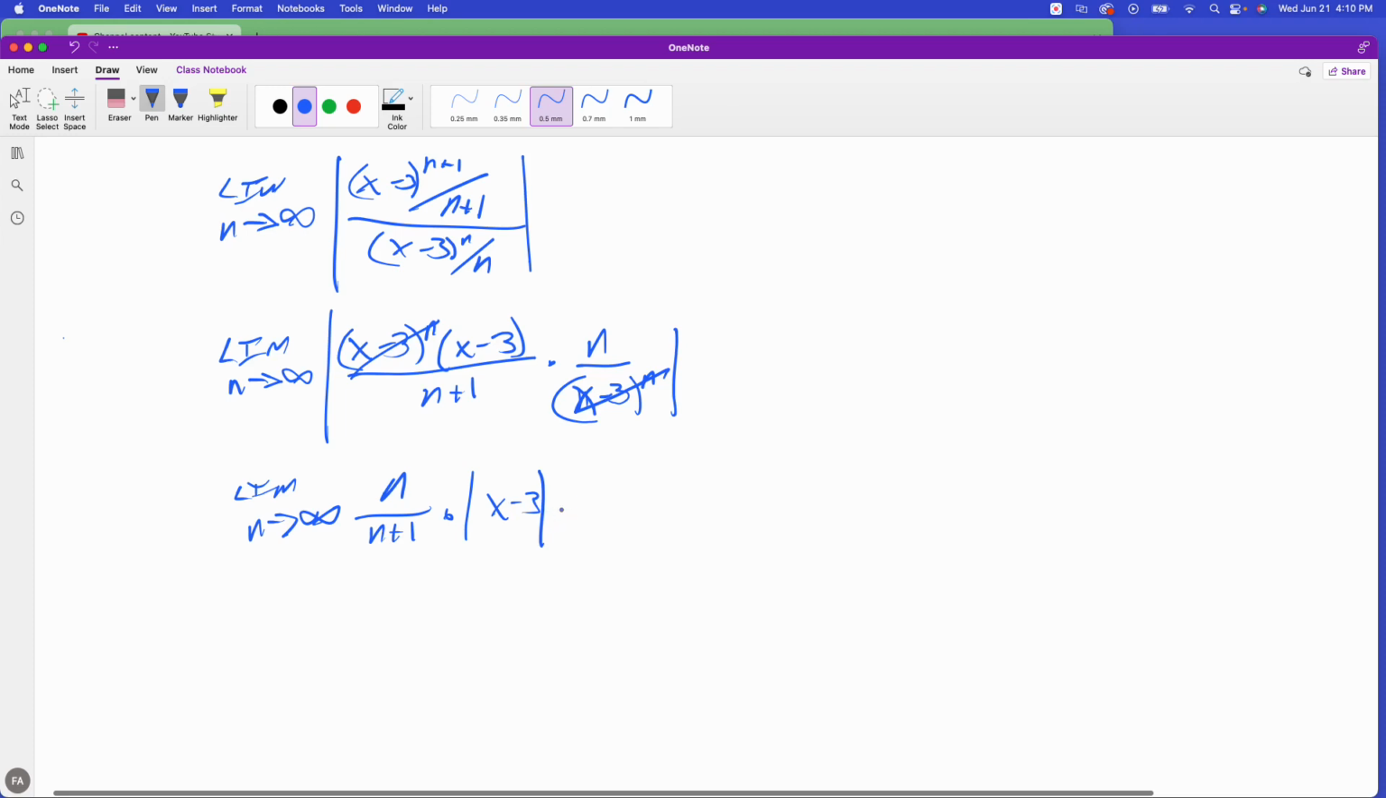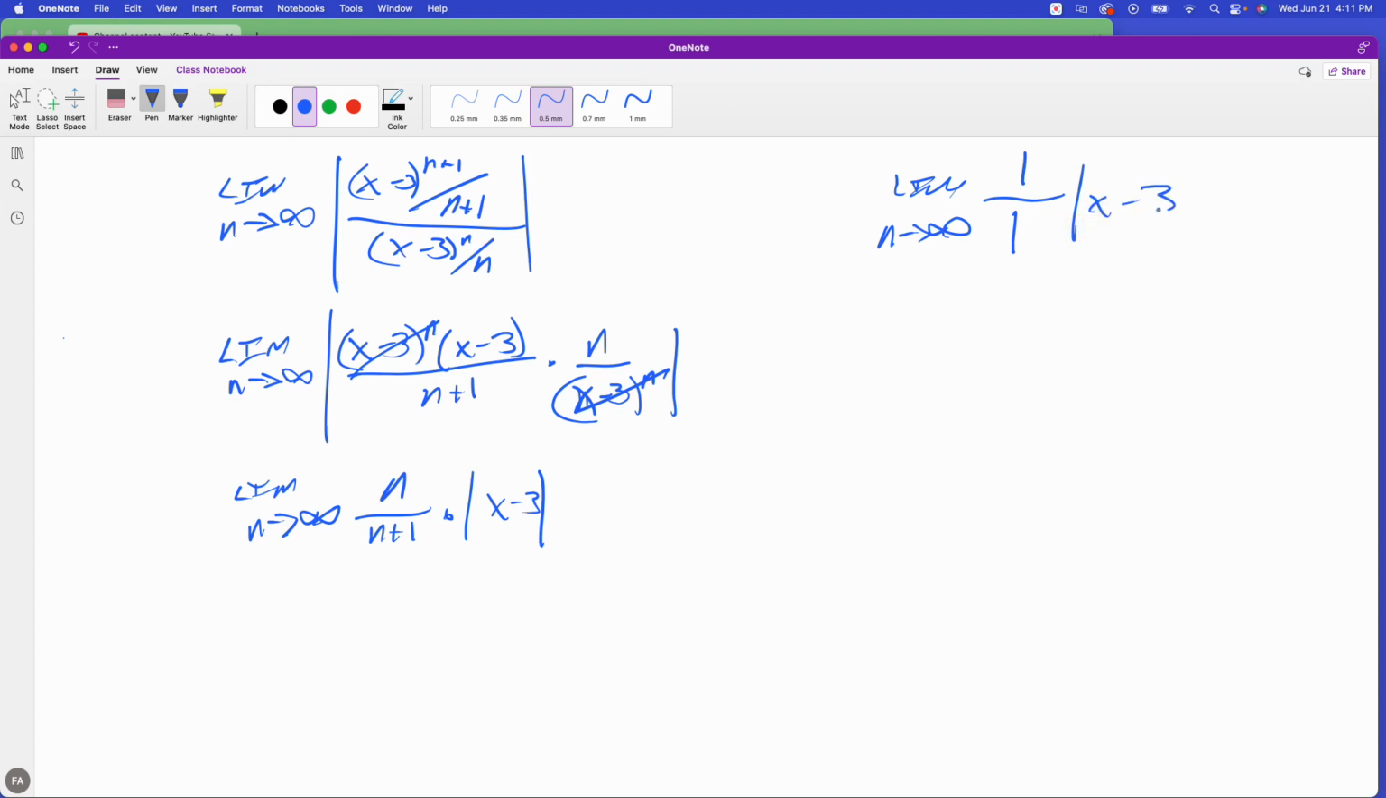Now the question becomes, what do we do with this at this point? How can we rearrange this? If you just plug infinity in here, you get infinity over infinity, which is not something we can process very easily. But since that is an indeterminate case, we can use L'Hopital's rule, which means we have 1 over 1, right? So now you're doing the limit as n goes off to infinity of 1 over 1 times (x minus 3), right?